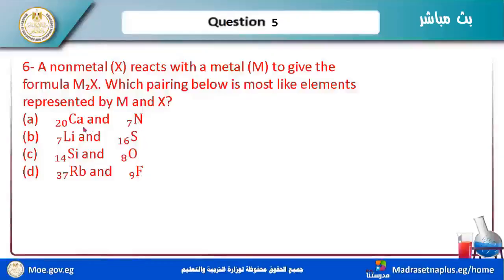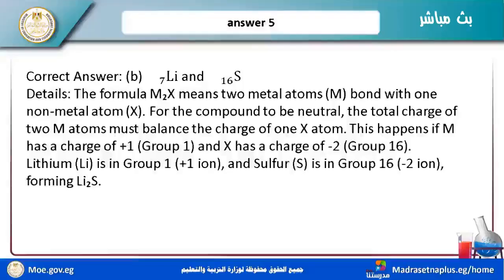Okay, we can remove A and D from our choices. We need B or C, lithium or silicon, monovalent. Lithium is the true answer because lithium is 2s1, but silicon is 3s2 3p2. Now the correct answer is B, lithium 7 and sulfur 16.